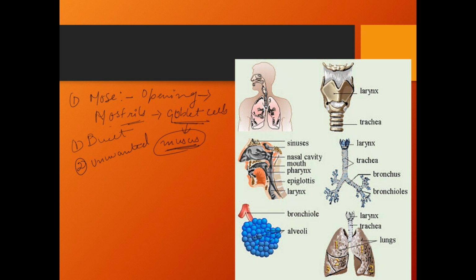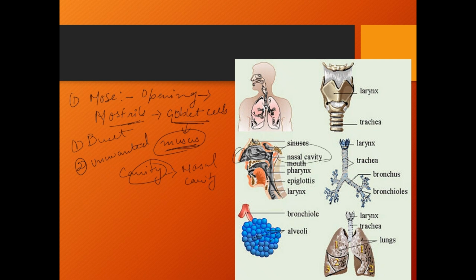Now these nostrils later on open into a cavity. This cavity is known as the nasal cavity. Here you can see this is the nose, and here the cavity is there. This cavity is known as the nasal cavity.